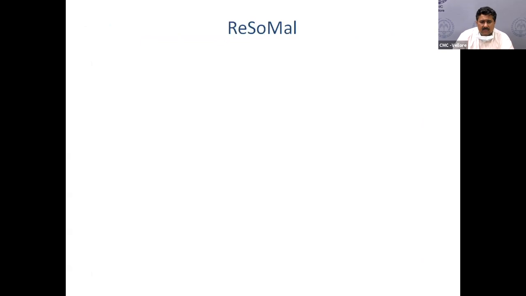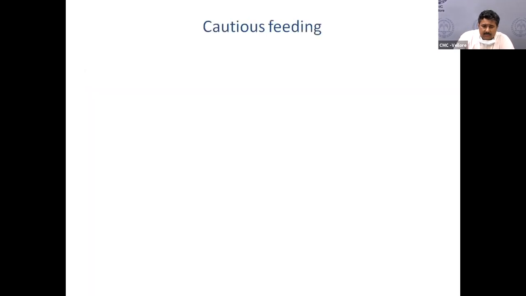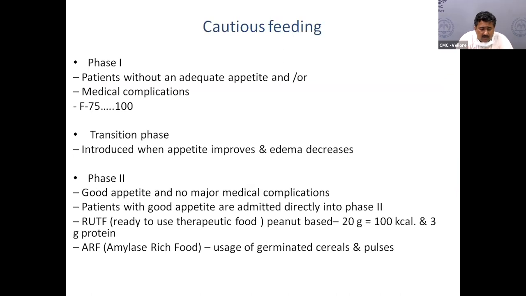ReSoMal is nothing but the ORS for a malnourished child. The only difference from low osmolarity ORS is that it has micronutrients like zinc, copper, and magnesium. ReSoMal is not available in India, but usually low osmolar ORS is used. For feeding, we talked about the initial phase, where usually you start with F75 or F100. F75 is a formula having 75 kilocalories per 100 ml of feed. We are very cautious to start with lower calories for the age and weight, and gradually it is graded up. In the transitional phase, usually when the appetite improves, slowly we grade up the calories.